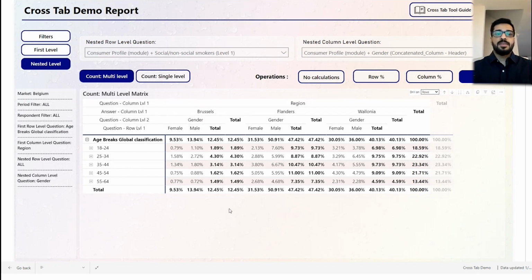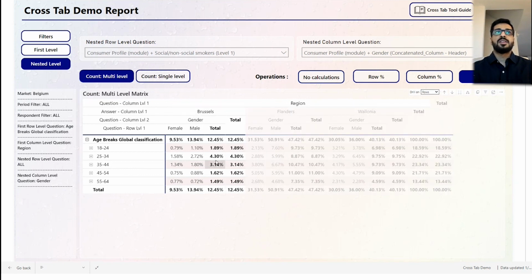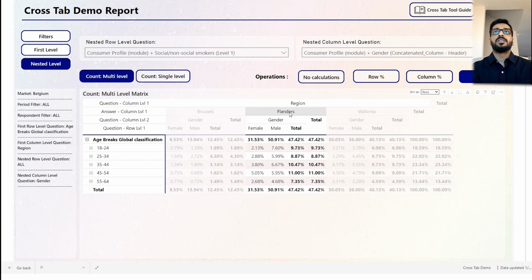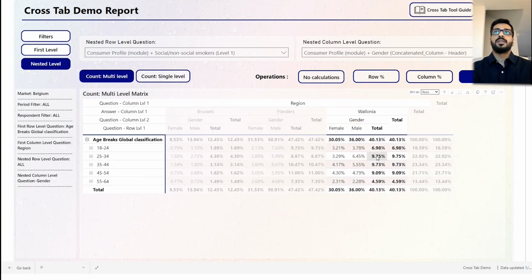If you look at the matrix, you can see that, for example, in Brussels, the largest percentage of age group respondents were 4.3% in the age category of 25 to 34, but in the region of Flanders, it was 45 to 54, closely followed by 35 to 44. And in the region of Wallonia, we had somewhat even split between the three middle age groups.